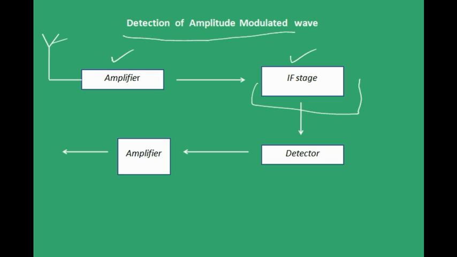After that you have something called detection. Detection is the process of recovering the modulating signal from the modulated carrier wave. That is, it is just the opposite of modulation. And finally, after this detection is done, your wave will again be weak, so it needs to be amplified again. So you have an amplifier here, and finally here you get the output. This is how detection is done, and that's it.